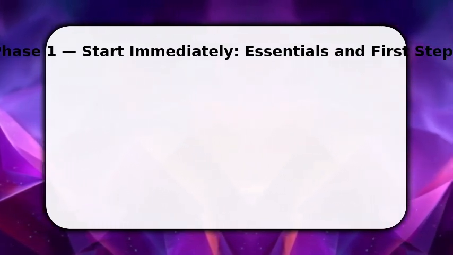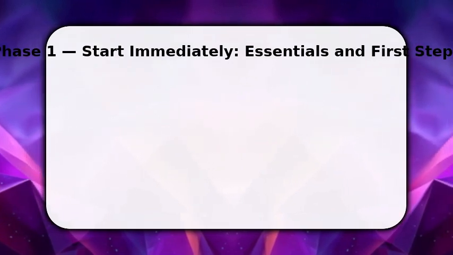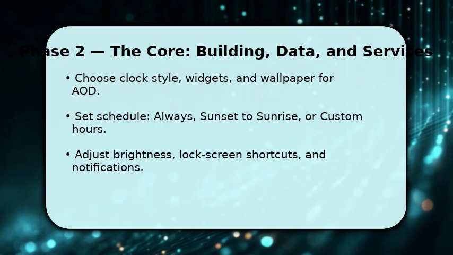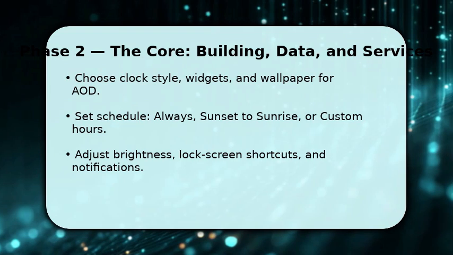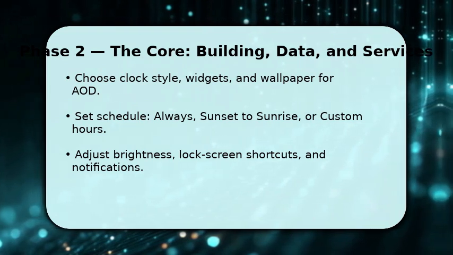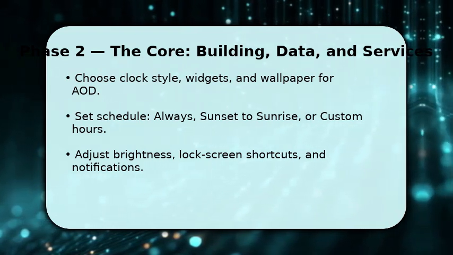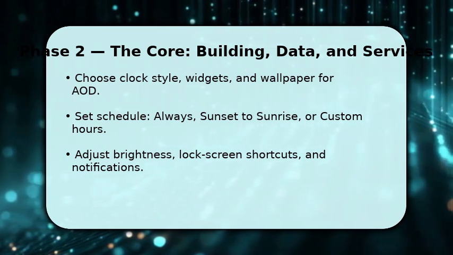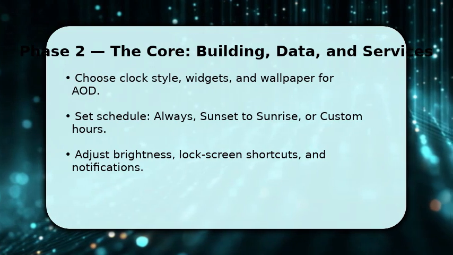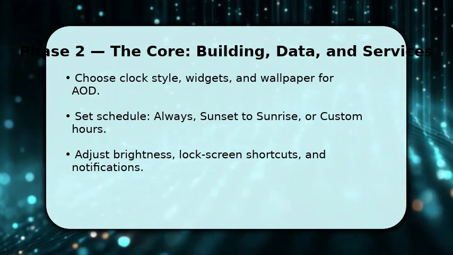we'll configure next. Next, you'll choose what AOD shows and when, because appearance and timing affect battery and usefulness. Select a clock style, add widgets such as calendar or music, and pick a wallpaper or simple black background to save power. Then set the schedule: always, sunset to sunrise, or custom hours, so AOD only runs when you want.